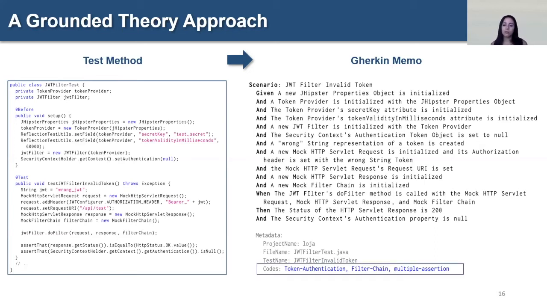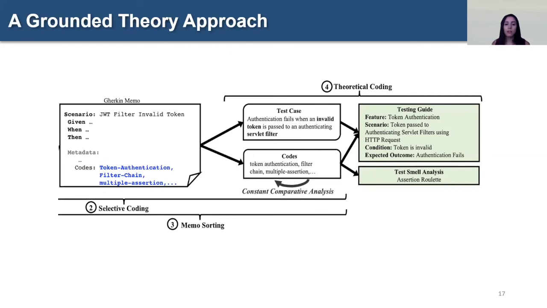And these memos also included the codes, which are the key concepts that we identified within the test. Through all the different coding phases, these were merged, separated, etc., iteratively to most accurately represent the themes that we were seeing across the entire data set. Moving on, we translated these memos into natural language test cases, and we, as I mentioned, iteratively updated our codes. And eventually we ended up with a testing guide and a test smell analysis.